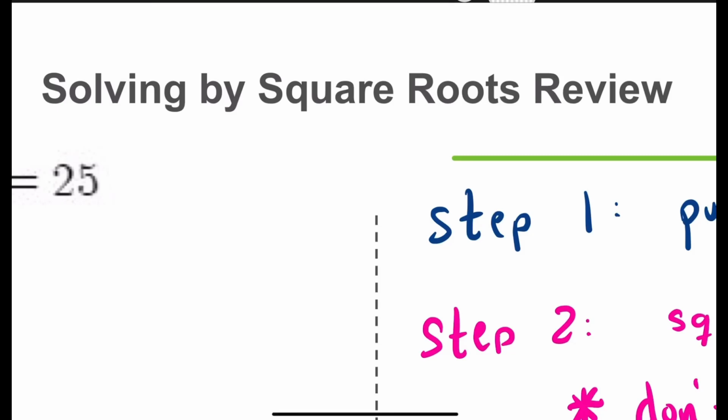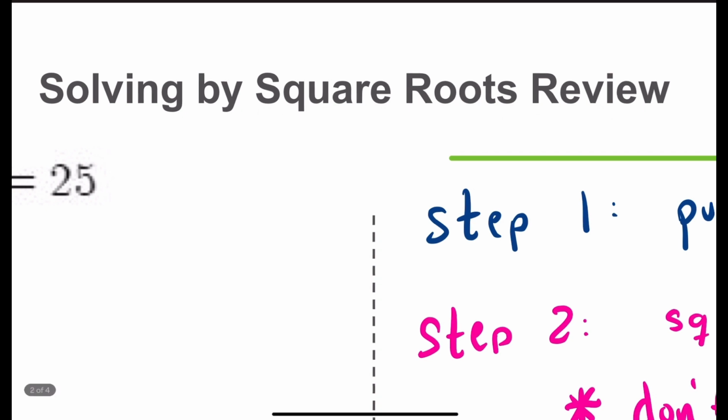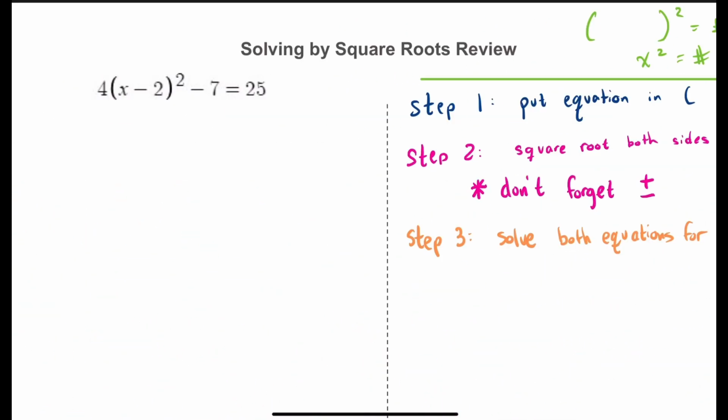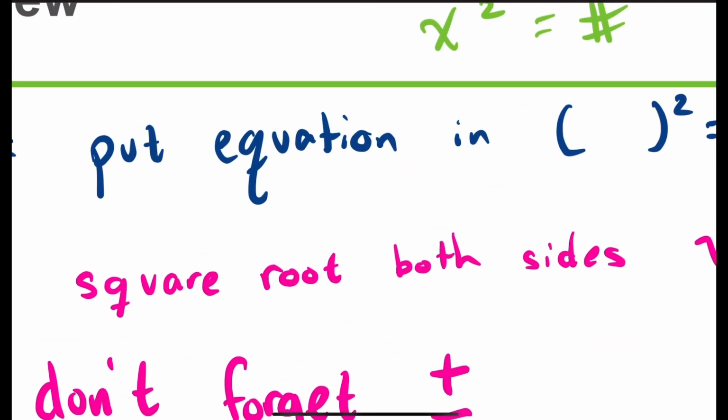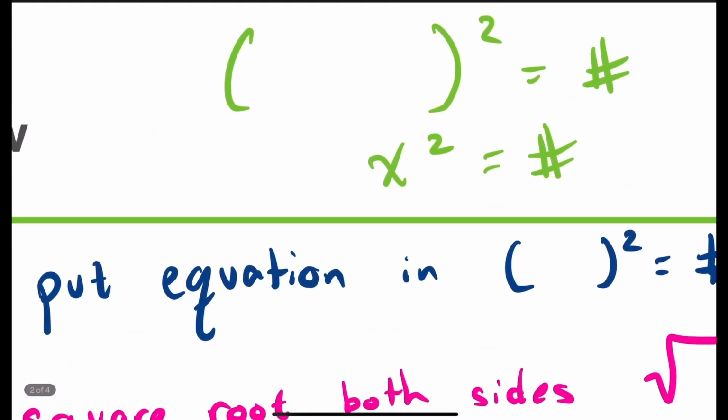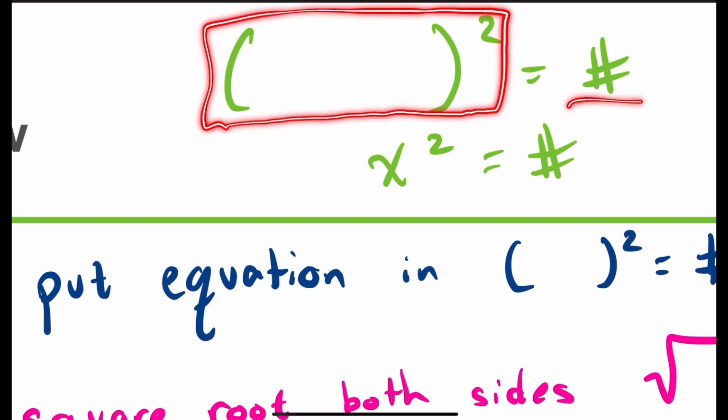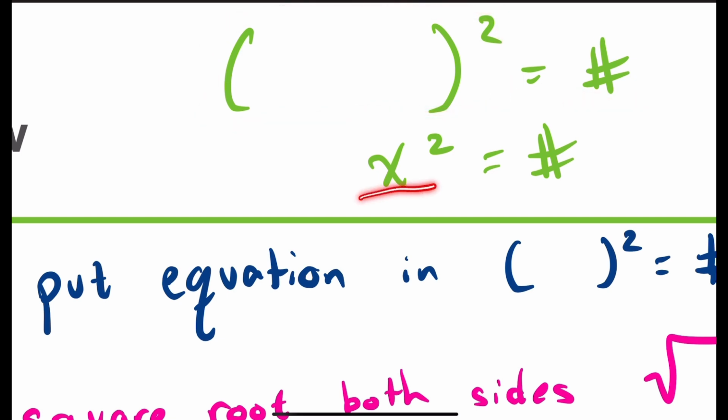Let's look at the square root method for solving a quadratic. Some things to remember: the square root method is really useful or efficient when I have parentheses squared equals a number, or just straight up x squared equals a number. That's when we want to use the square root method.